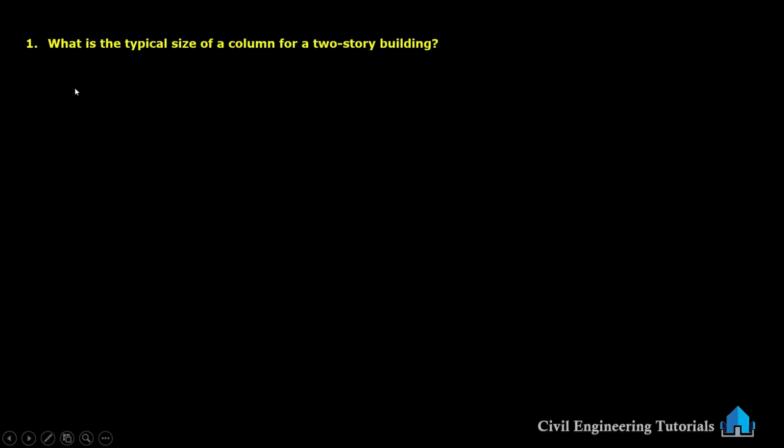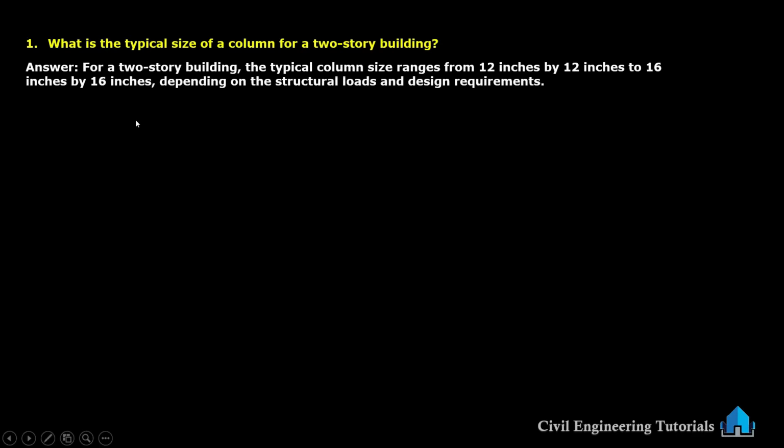So the first question, what is the typical size of a column for a two-story building? For a two-story building, the typical column size ranges from 12 inches by 12 inches to 16 inches by 16 inches, depending on the structural loads and design requirements.